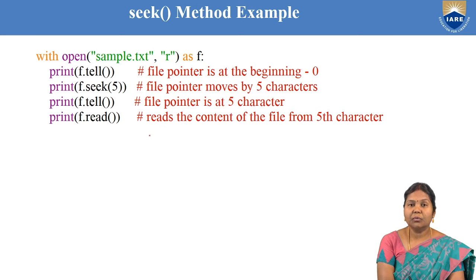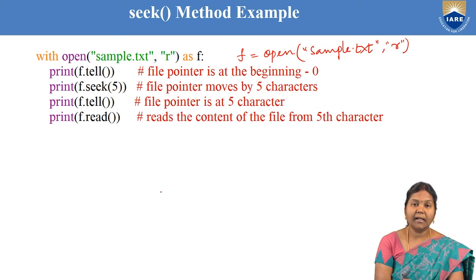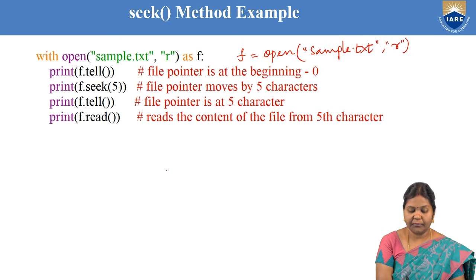So, seek and tell. With open sample.txt in read mode as f. This is the same as f is equal to open sample.txt in the read mode. Either you can write like this or you can write with the with statement. It means that the sample.txt file is opened in read mode and the file object or file handler is f. Now, whenever the file gets opened, the cursor will always be at the beginning, that is, at the beginning leftmost corner.